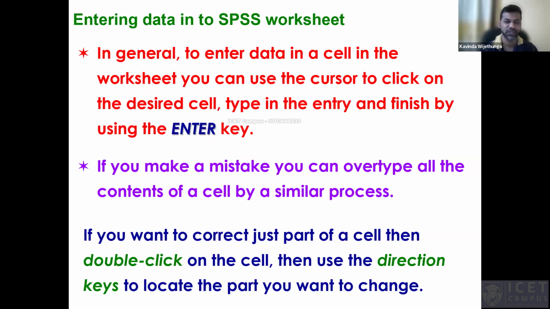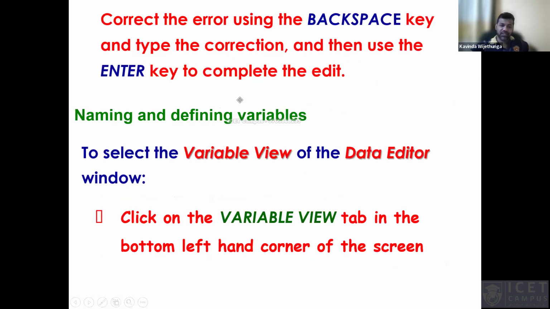There are some rules for putting names to these variables. If you make mistakes, you can overtype the content of the cell by a similar process here. Just click and type it again, so we can change it similar to Excel. If you want to correct just a part of the cell, we can double click the cell, then using the arrow keys, go to the place, delete the needed part and add the new part. So we can use backspace and delete.